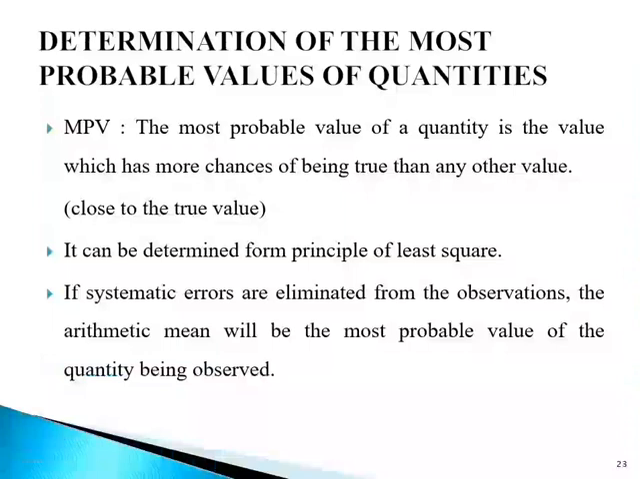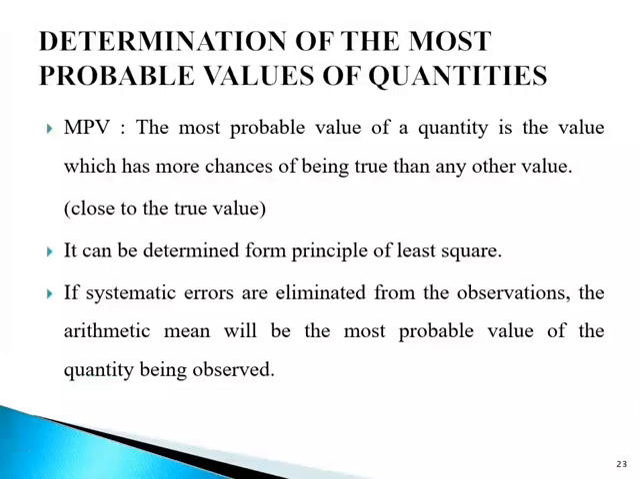Next we are going to discuss the determination of the most probable values of a quantity. As defined earlier, the most probable value of a quantity is the value which has more chance of being true than any other value, or we can say close to the true value. So the most probable value is a value which is very close to the true value. This value is derived from several measurements of the quantity.